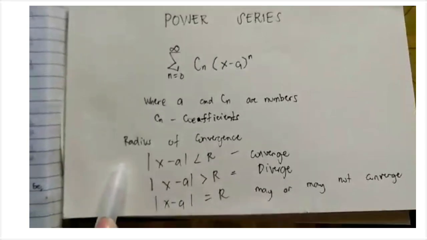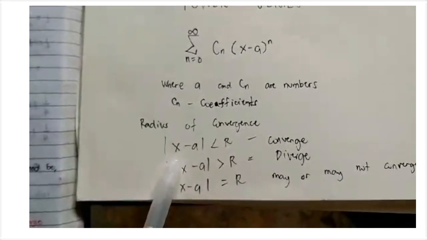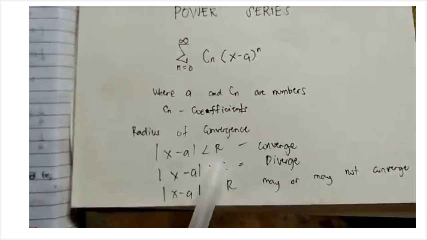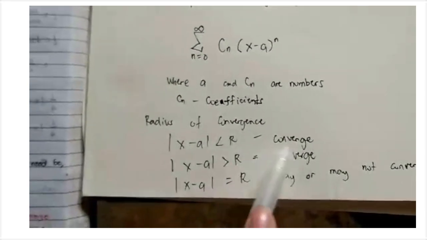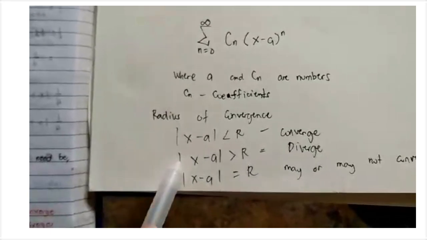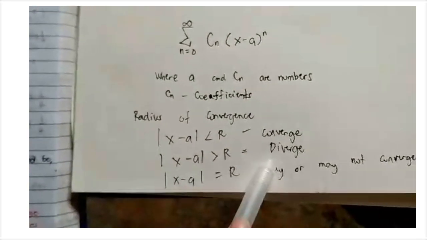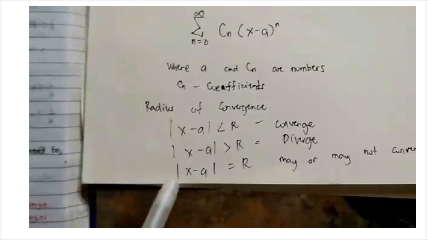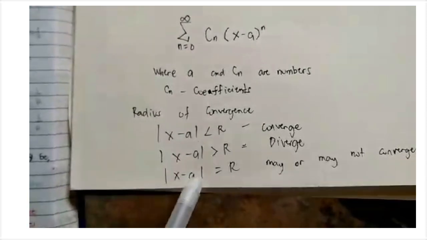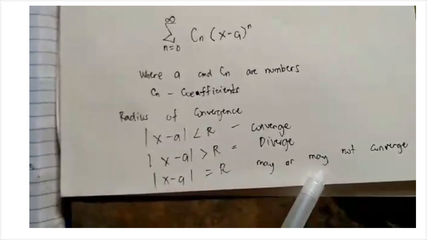And then, for the radius of convergence: if the absolute value of x minus a is less than r, the power series converges. If the absolute value of x minus a is greater than r, the series will diverge. And if the absolute value of x minus a is equal to r, it may or may not converge.